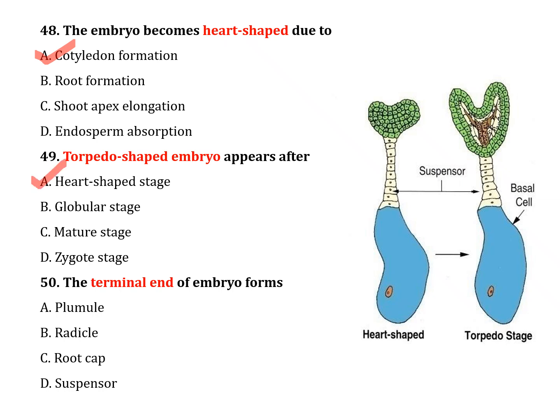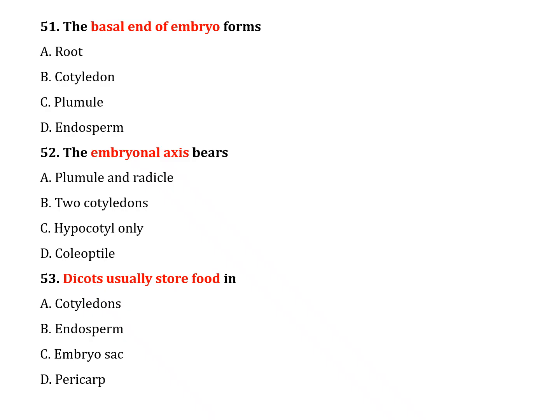This is the heart-shaped stage. Then it forms the torpedo stage. The next question, number 50. The terminal end of the embryo forms: option A, plumule; option B, radicle; option C, root cap; option D, suspensor. Correct answer is option A, plumule. The next question, number 51. The basal end of the embryo forms: option A, root; option B, cotyledon; option C, plumule; option D, endosperm. Correct answer is option A, root.